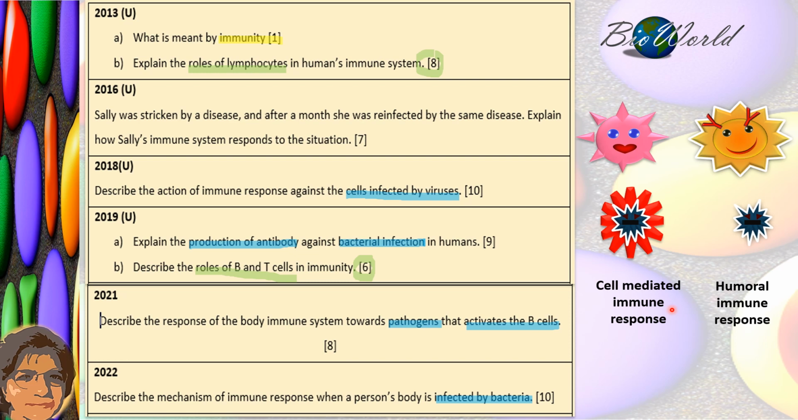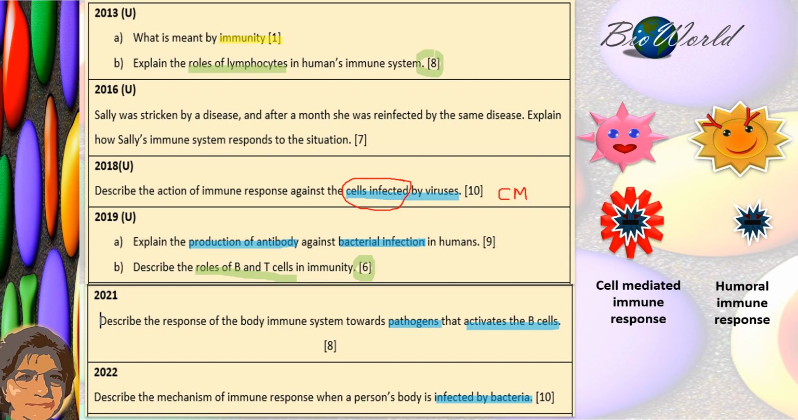So if we re-look at this question, you see here, for 2018 repeat, they say that the cell is infected, meaning that 2018's answer scheme will involve the cell-mediated immune response. Okay, I just put CM, cell-mediated.